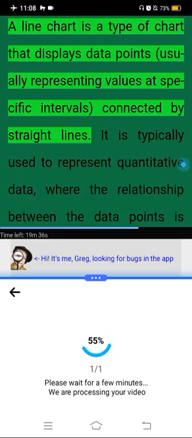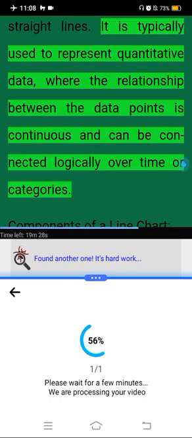What is a line chart? A line chart is a type of chart that displays data points, usually representing values at specific intervals, connected by straight lines. It is typically used to represent quantitative data, where the relationship between the data points is continuous and can be connected logically over time or categories. Components of a line chart.